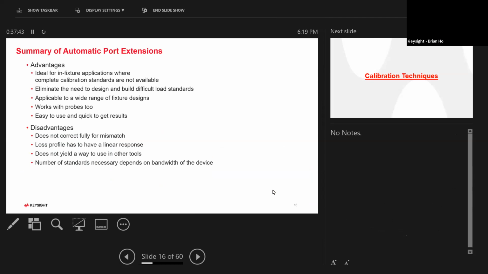If you don't have a spec sheet in front of you and you just have a fixture, you can actually de-embed it without that because it'll find out the parameters that you need for that application. One thing that it doesn't do is fully correct for mismatch, and loss probably has to have a linear response. And the number of standards needed depends on the bandwidth of the device. Obviously, if you're thinking big bandwidth, time domain, you can get smaller measurements. So it all depends on that as well.